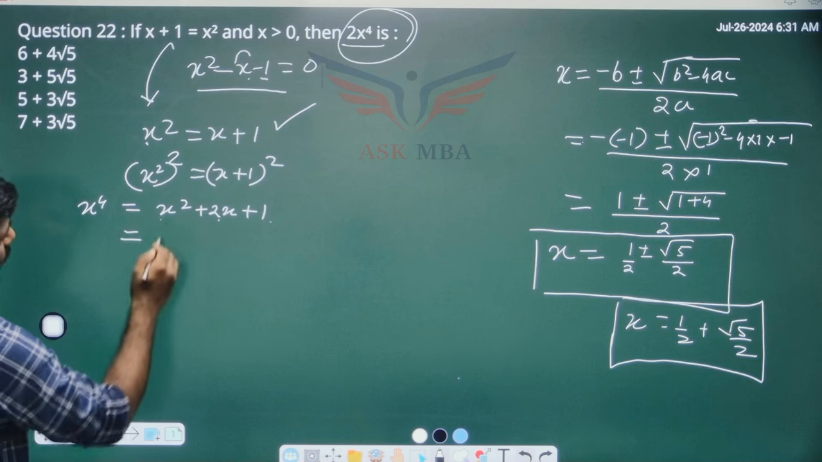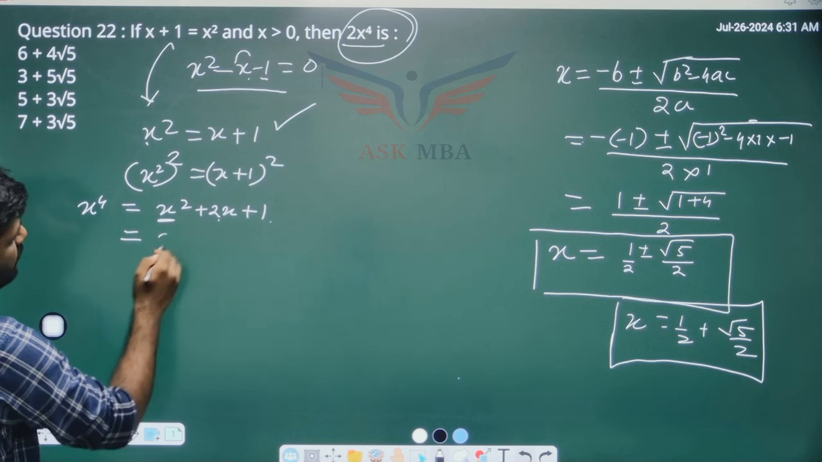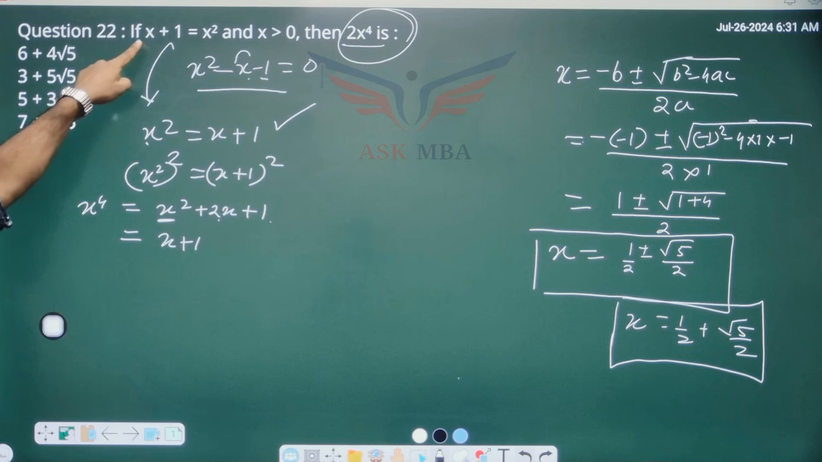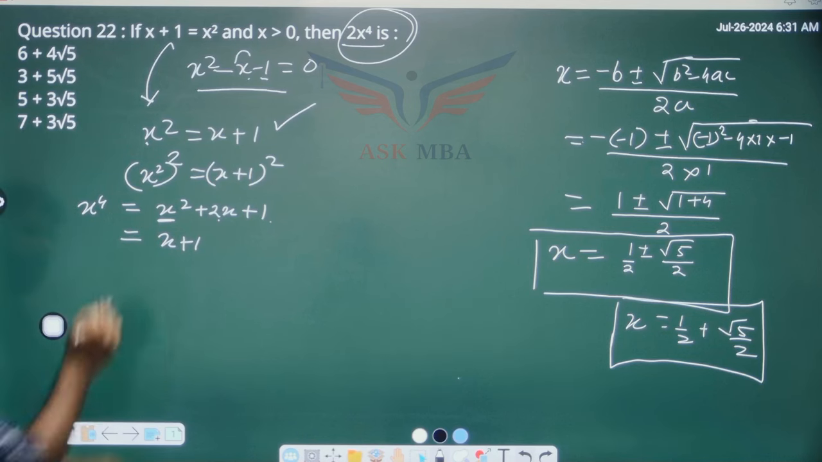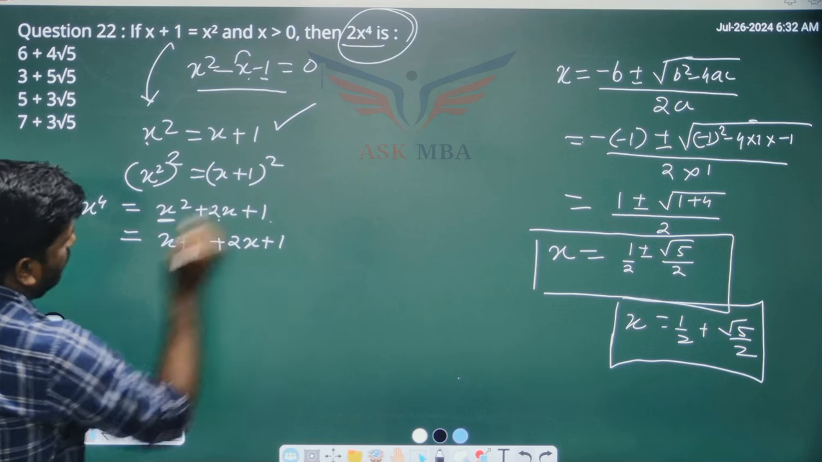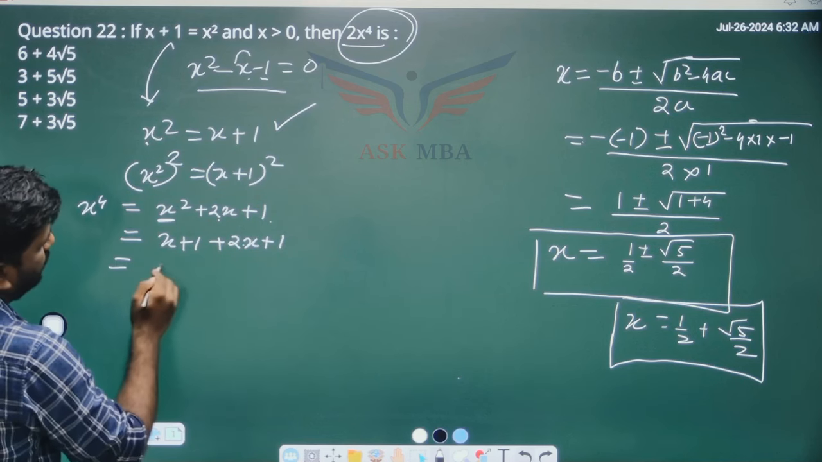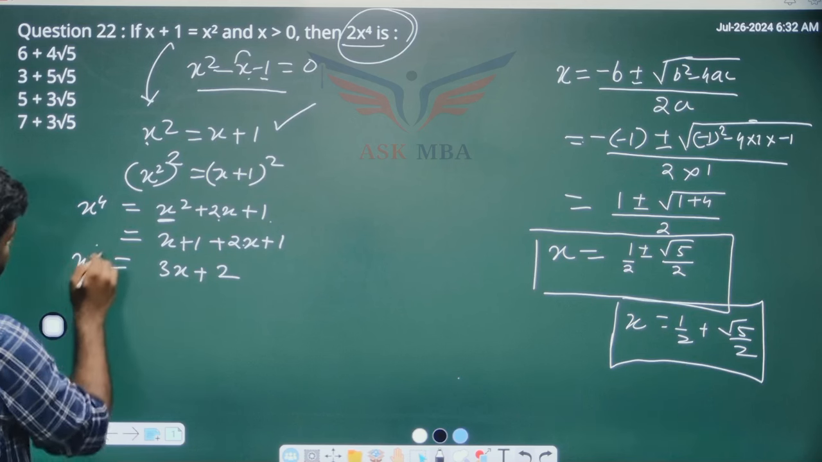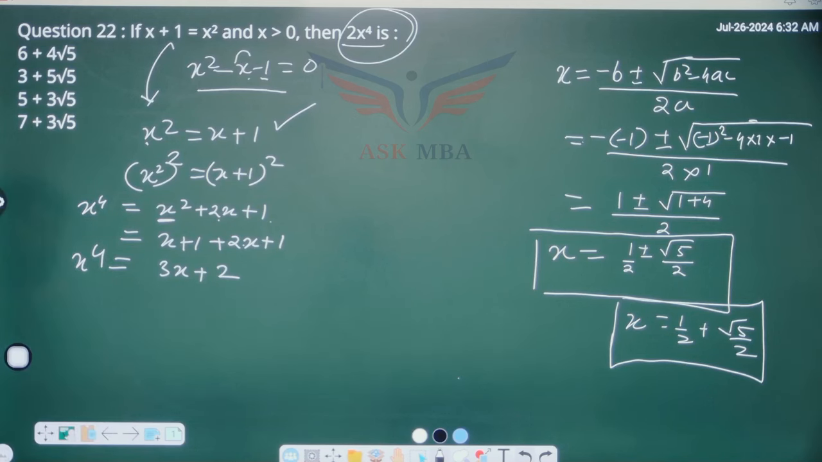So let's put x square as x plus 1. Now where is this value coming from? From the equation: x square can be written as x plus 1. The rest of the values will be as they are. So this will be x plus 1, that is 3x plus 1 plus 1, 2. So far we have x power 4 is equal to 3x plus 2.